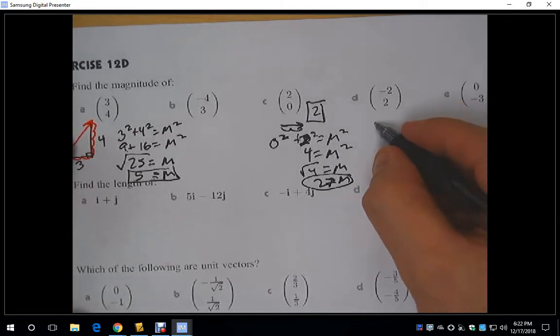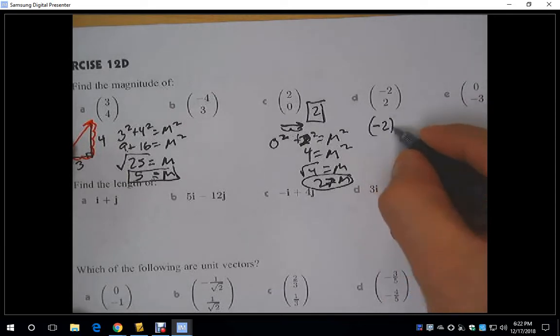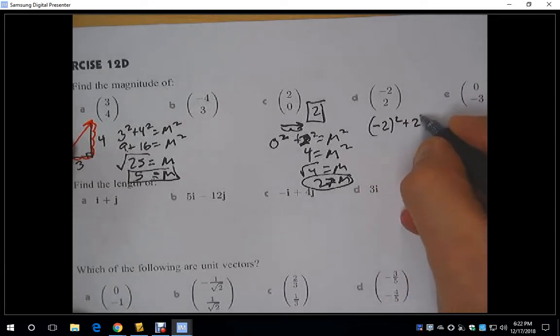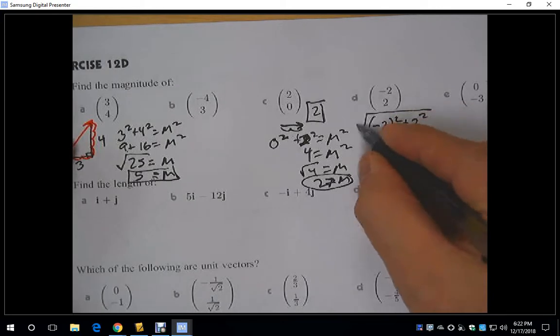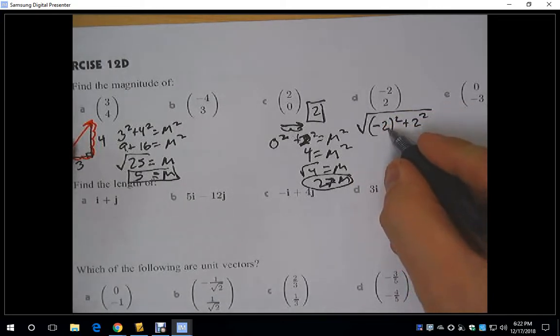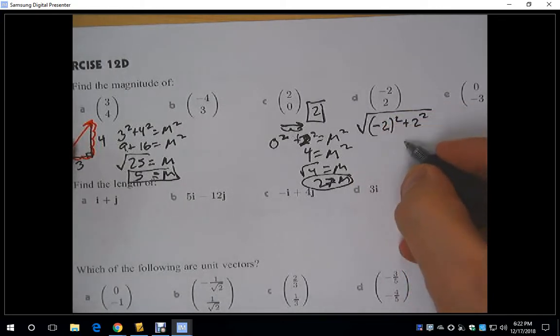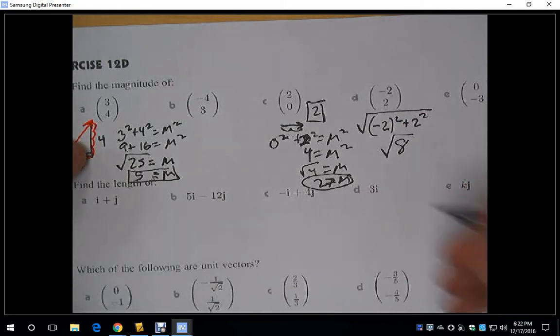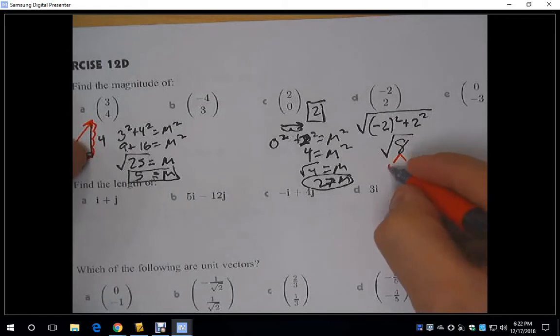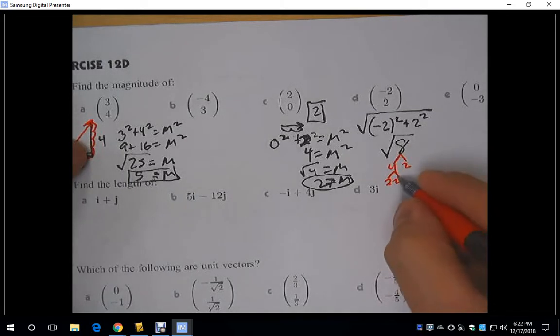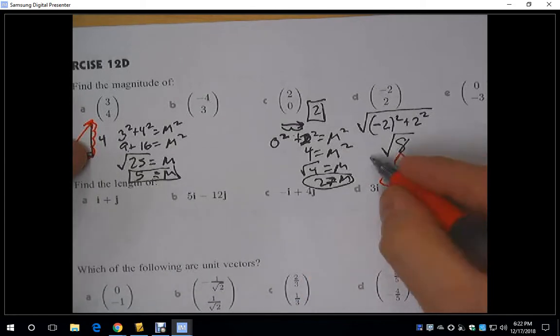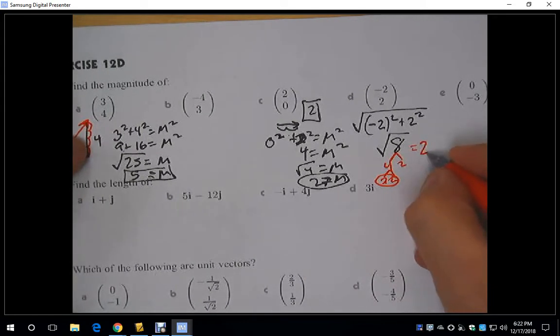So here we have the square root of (-2) squared plus 2 squared. That's going to give me 4, and 4 plus 4 would be 8. So we're looking at the square root of 8. If you want to clean this up, we can do a factor tree. 4 times 2 gives me 8, and 2 times 2 gives me 4. So we have a group of 2's that can be pulled out of the square root, which would give me 2 times the square root of 2.